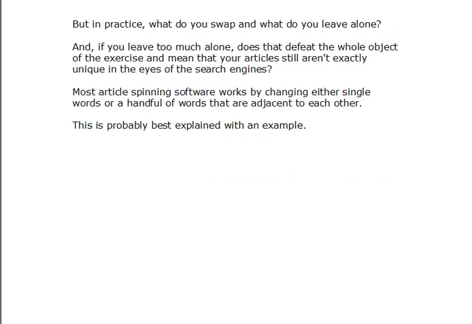Well, the biggie is, in practice, what do you swap and what do you leave alone? And if you leave too much alone, does that just defeat the whole object of the exercise and mean that your articles still aren't exactly unique in the eyes of the search engines? There's services like Copyscape that will tell you how unique they are, and they give a good idea of what Google thinks. But anyway, most article spinning software works by changing either single words or a handful of words that are adjacent to each other, and that's probably best explained with an example.